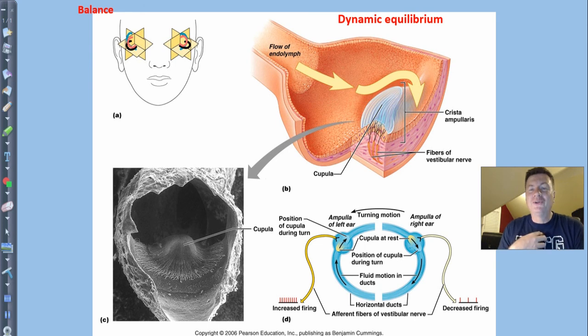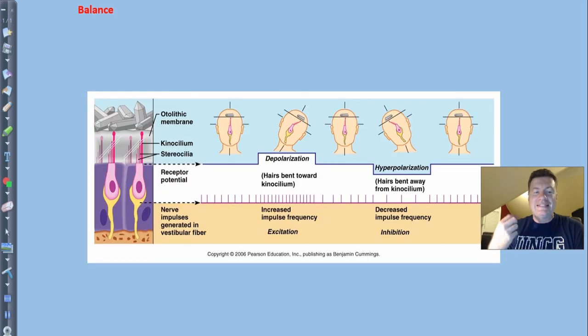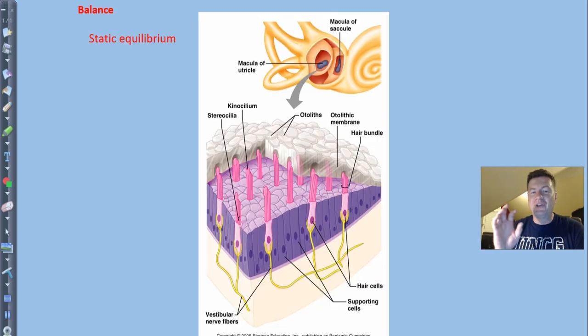So dynamic equilibrium is as your head is moving in any plane. Imagine that you are doing a cartwheel or you're spinning around. As your head is moving, this fluid, called endolymph, moves around in those canals, pushes on these cupulas, these combinations of receptors, which sends a signal. Static equilibrium we associate with this membrane, the otolithic membrane, where the tiny landslide of rocks actually pushes on hair cells to tell your body your position. So static is when your head is still, dynamic is when your head is moving.